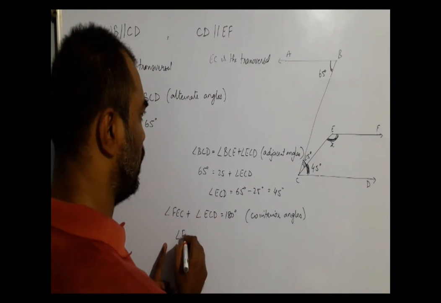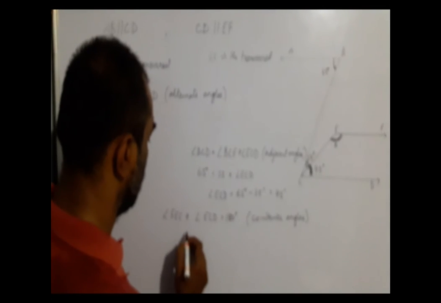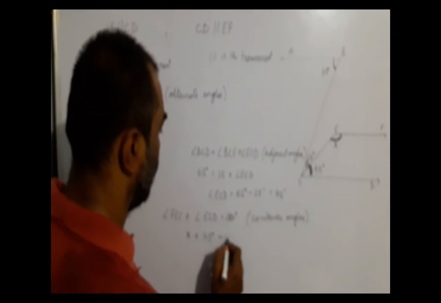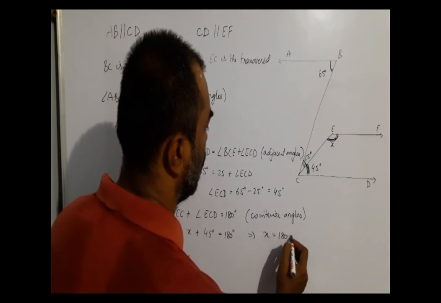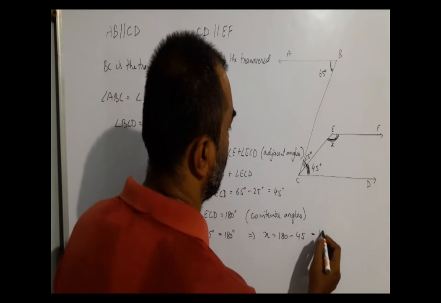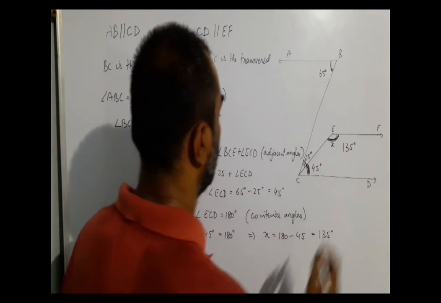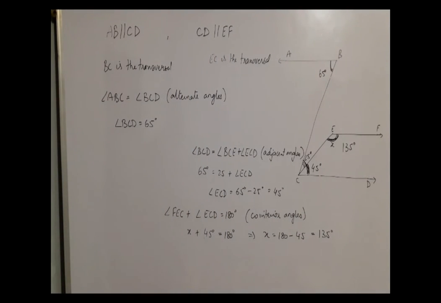Co-interior angles are supplementary. So FEC, but ECD is 45. So angle FEC is X. What we have to find? X, so write here X plus 45 equal to 180, which implies X equal to 180 minus 45 equal to 135 degrees. So we have found the value of X to be 135 degrees. So I hope this sum is also clear to you.